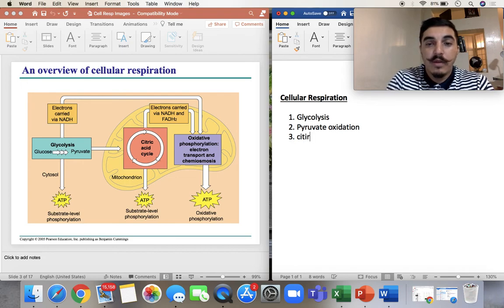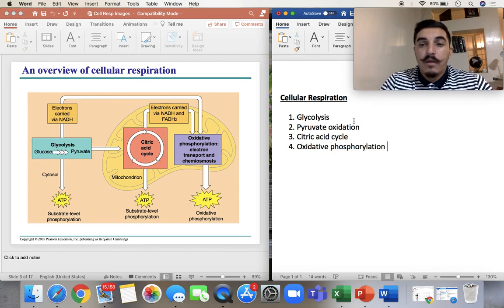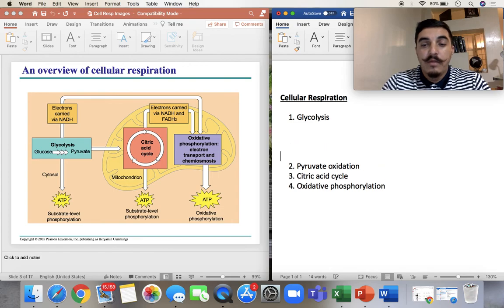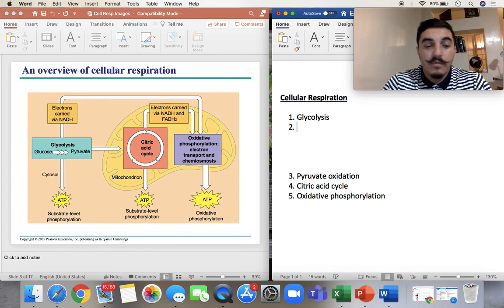Then we have the citric acid cycle, or Krebs cycle, and then we have oxidative phosphorylation. Again, they may sound like big words, but they're really not that big. So let's make some room to talk about a couple of terms.